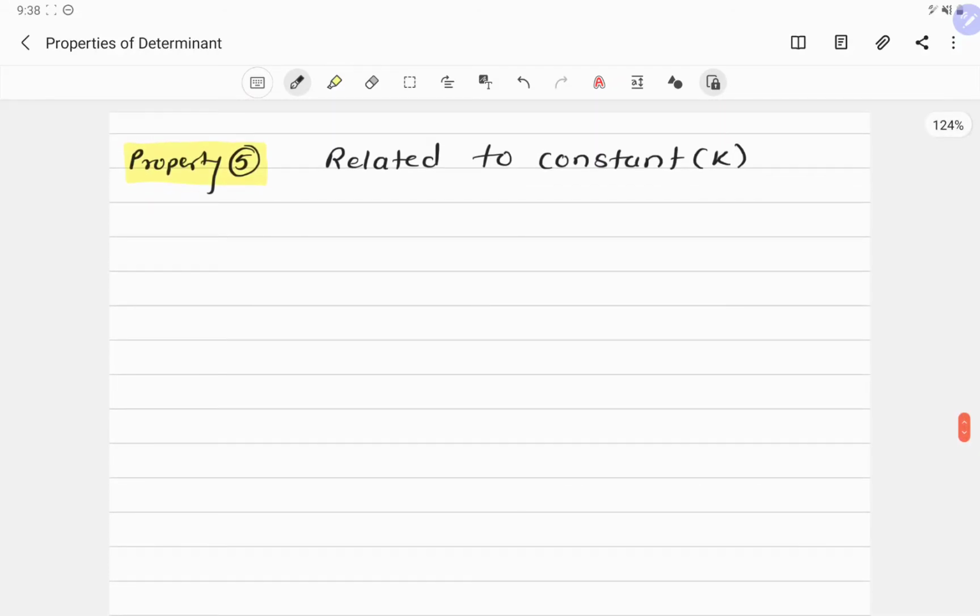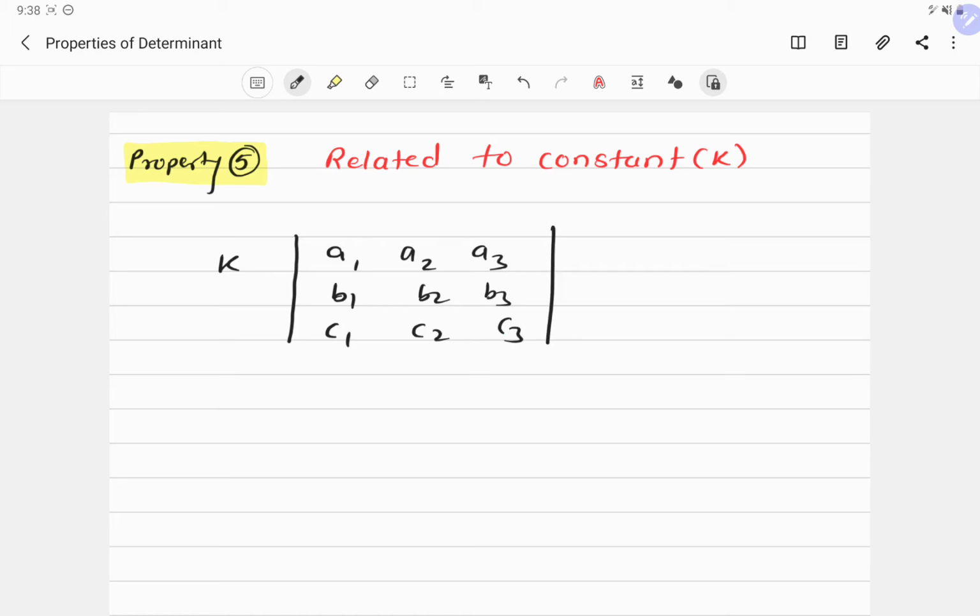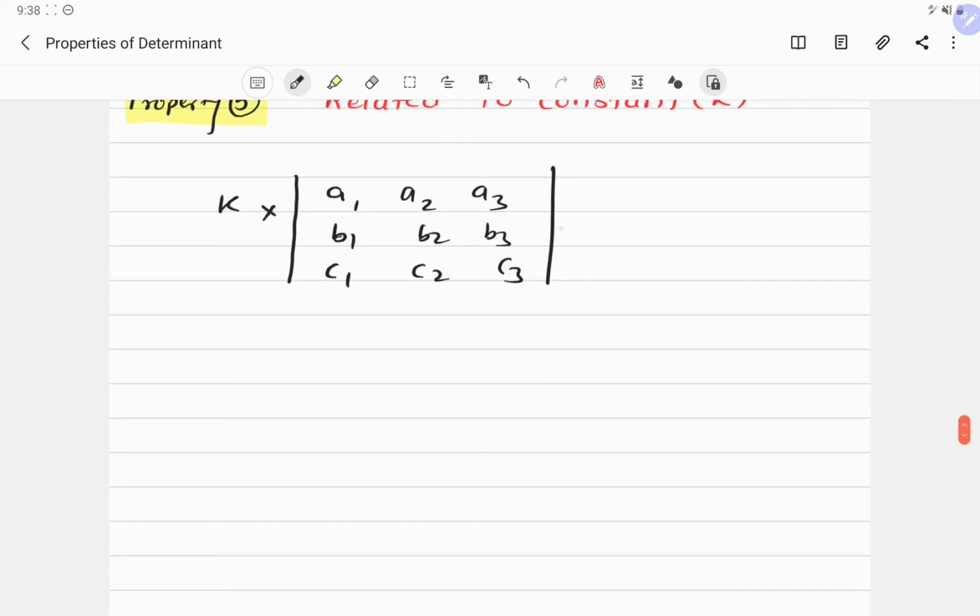Now in property number 5, we will see some rules related to constants, how a constant plays a very important role in a determinant. Now let's say this is the constant k whose value is 2, 3, 5. And these are the elements of the first row a1, a2, a3. The second row is, let's say, b1, b2, b3. The third row is, let's say, c1, c2, c3. Now this constant k is present in multiplication with this determinant. Then what are the rules of the constant that you have to follow in the determinant?